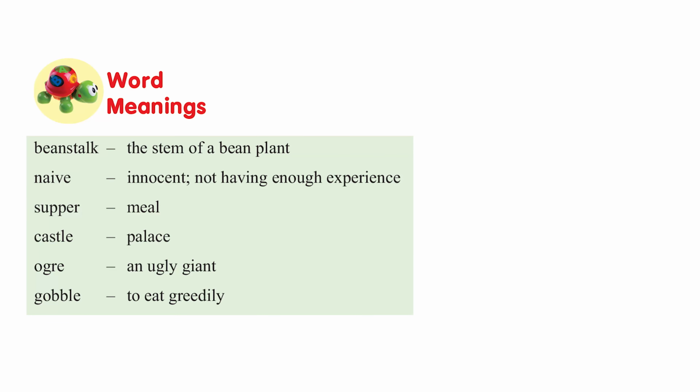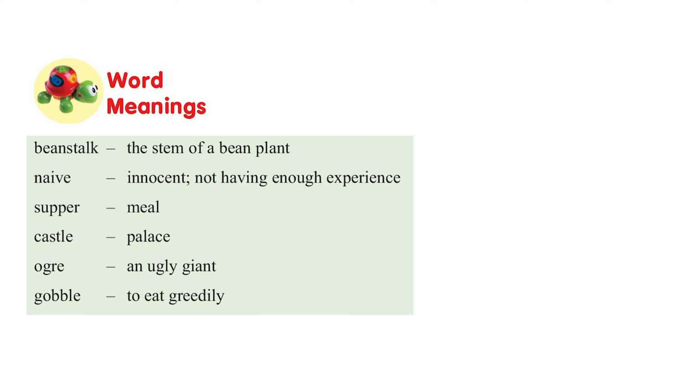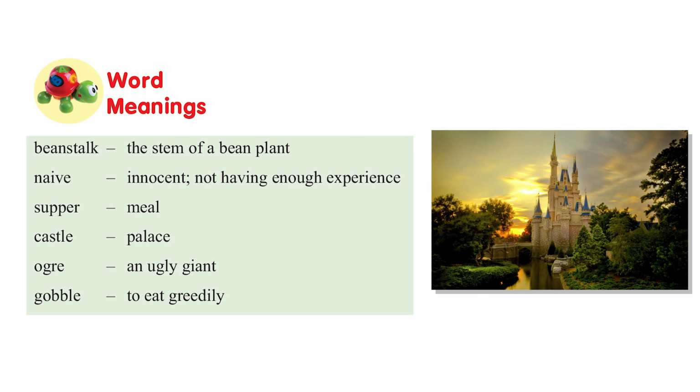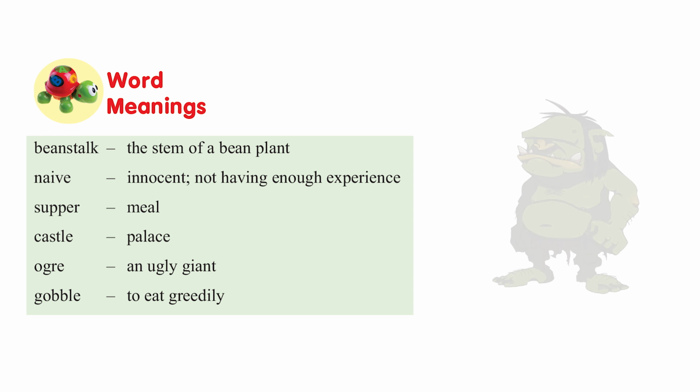The first one, beanstalk, the stem of a bean plant. Knave, innocent, not having enough experience. Supper, a meal. Castle is a palace. Ogre is an ugly giant. And gobble is to eat greedily.